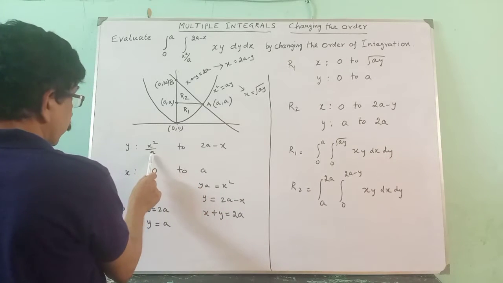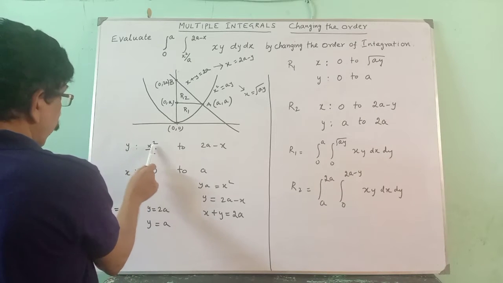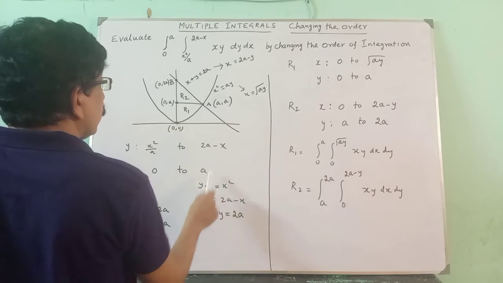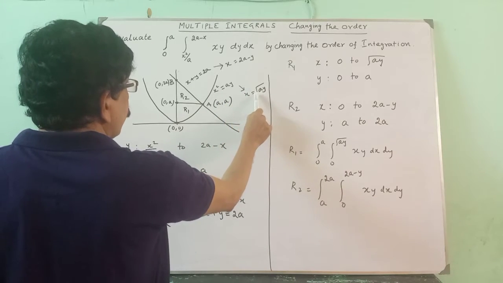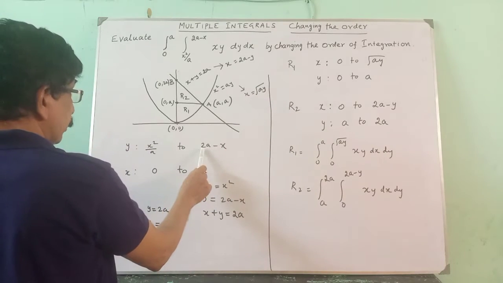Y is equal to x square by a. Cross multiplying, x square equal to ay. So x is equal to root ay.